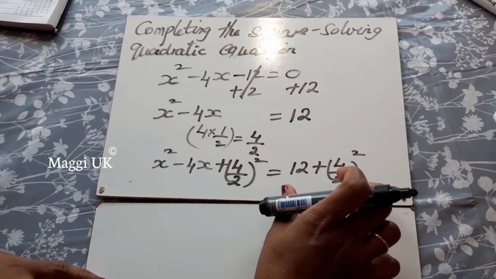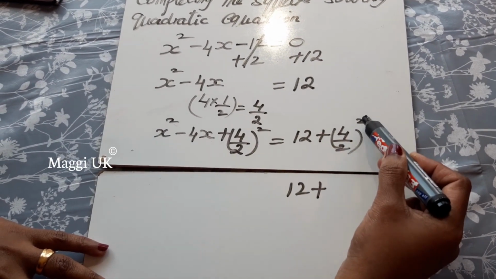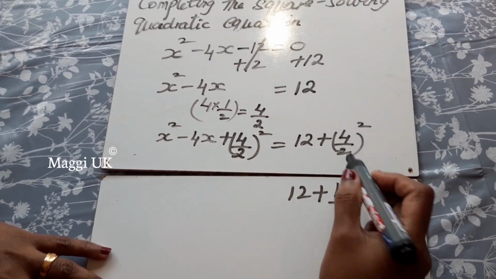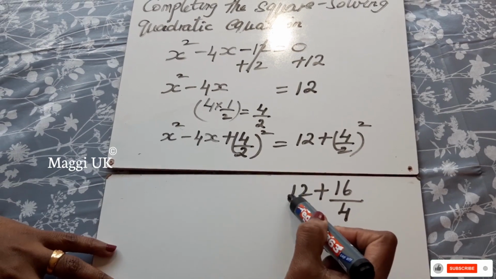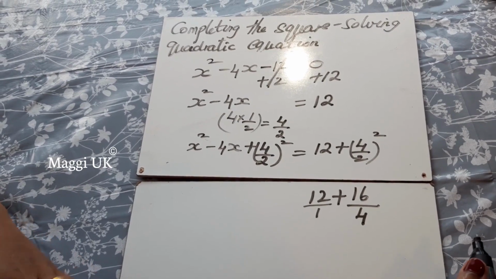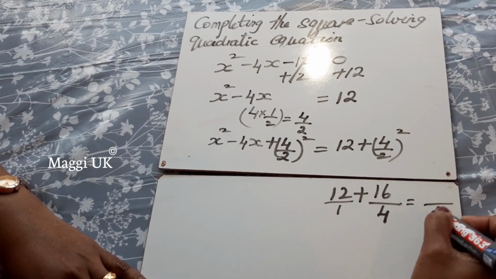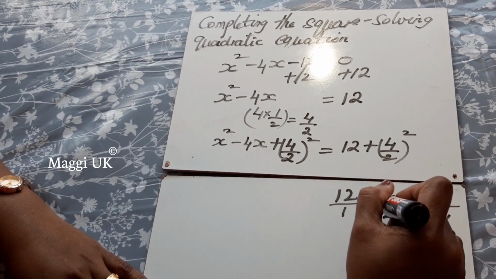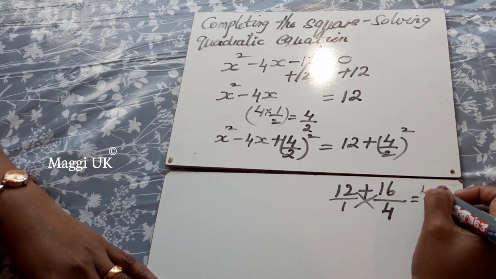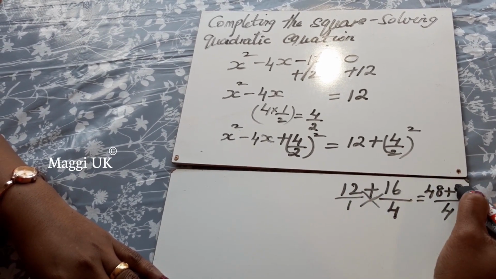Okay, so we are going to do this side first, which is 12 plus the square of 4 by 2. What is 4 squared? It is 16, and 2 squared is 4. So what this means is 12 over 1. As everyone knows, there is a fraction addition you have done before. So you can take a common denominator, which is 4, and cross multiply, which is 12 times 4, which is 48, and then plus this one, 16.